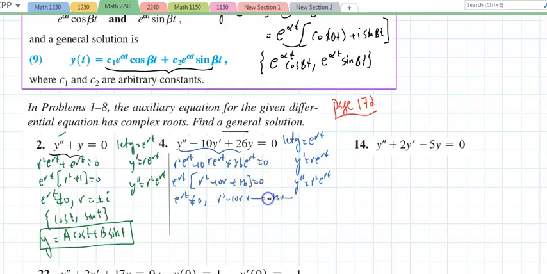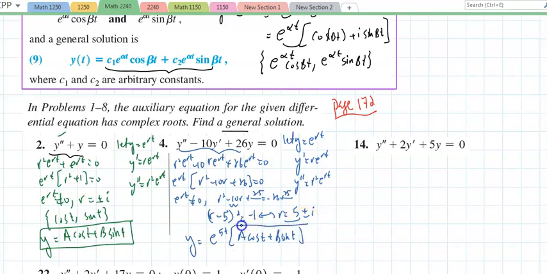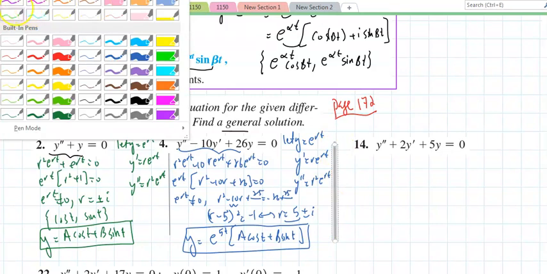I think it's much easier this way. Half of that is 5, squared is 25. So I get (r minus 5) squared equals negative 1, which indicates that r equals 5 plus or minus i, and y equals, in this case, e to the 5t times (a cosine of t plus b sine of t). Of course you could distribute that if you wish, that doesn't matter. That turns out to be the general solution. Not that bad at all.